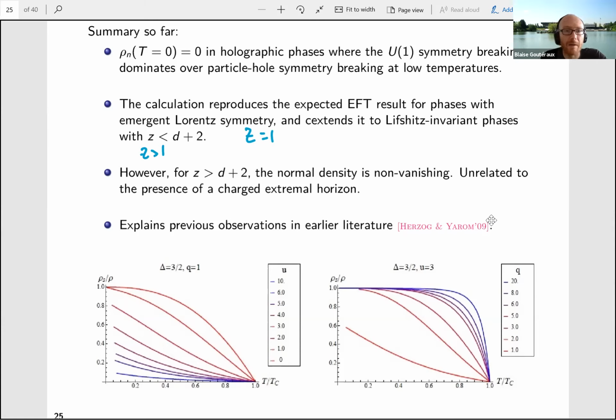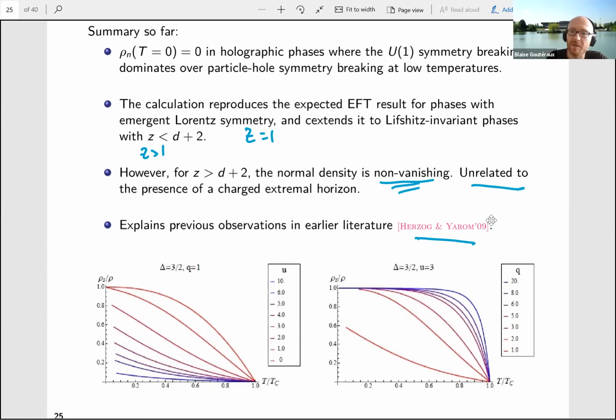However, the formula breaks down for z greater than d plus 2. And in this case, we show that instead of this diverging, the normal density is actually non-vanishing. And as I've also stressed, this is completely unrelated to whether you have a charged extremal horizon or whether all the charge sits in the scalar condensate outside the horizon.